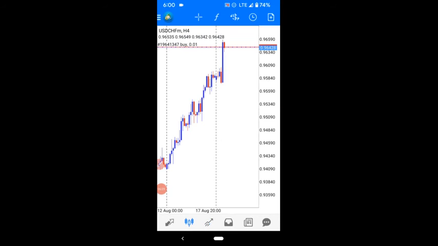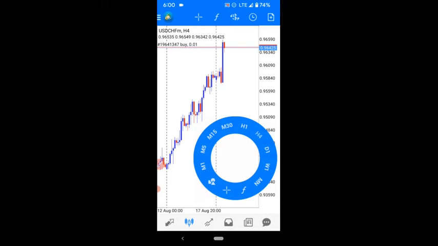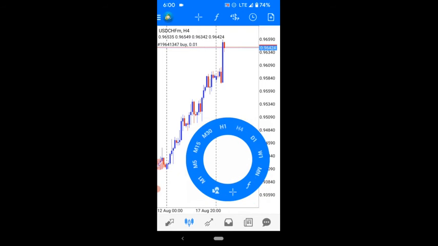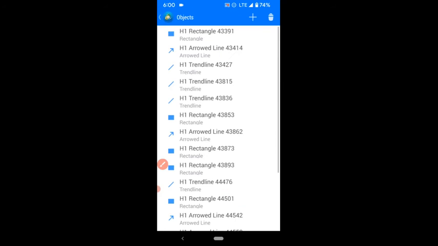Sorry, this is your chart. Now these are tools you can use to analyze the market. You double tap on the screen, you click on the charts, and you see this tool here. So you can click on it.